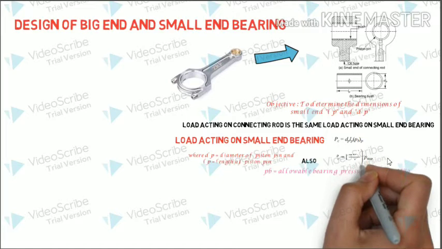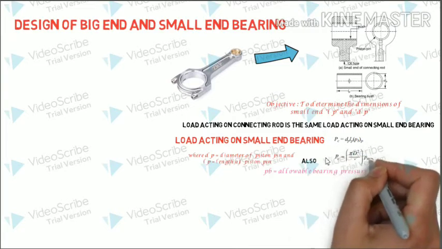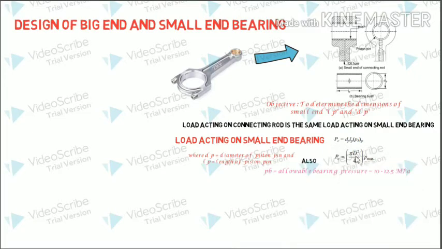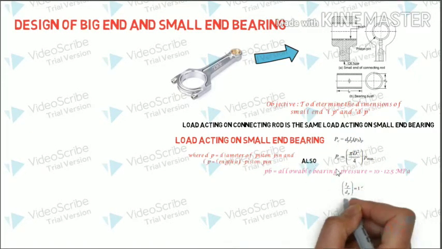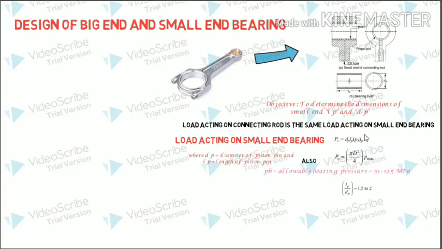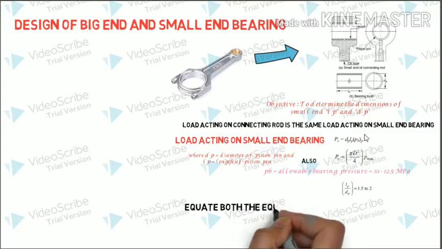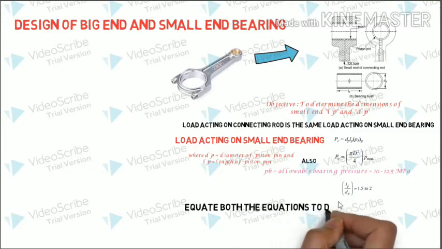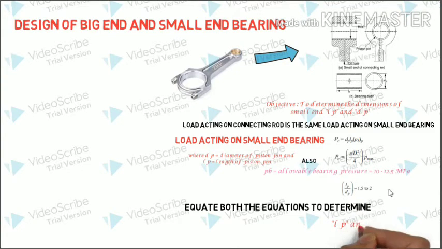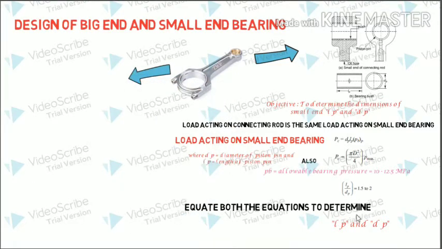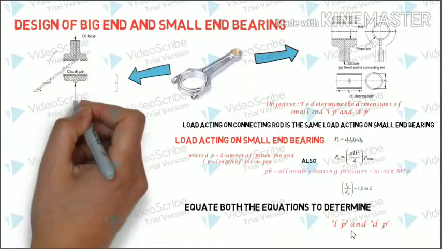Now to find these two, let us equate this value with the standard PC, or the load acting on the connecting rod, which we have already found out. The load acting on the connecting rod is nothing but pi by 4 d square into P max. To find this, you also need a relationship, and the relationship is that the ratio of length to diameter can be taken anywhere between 1.5 to 2. So using these three equations, you may equate and determine the values of LP and DP.